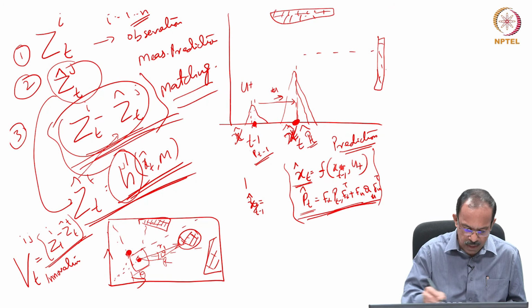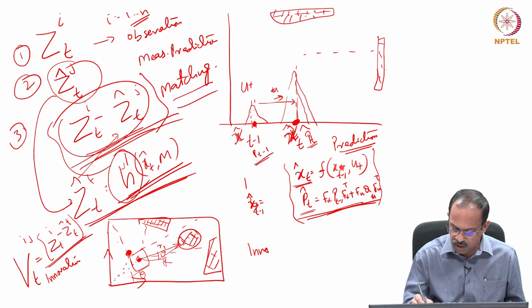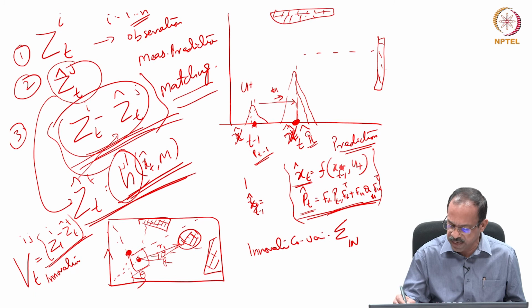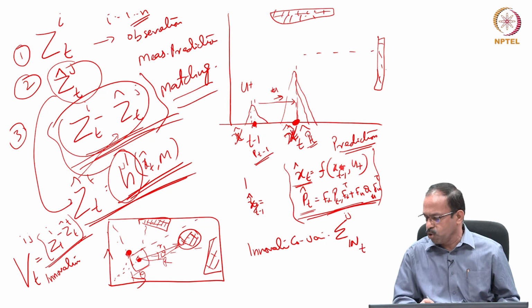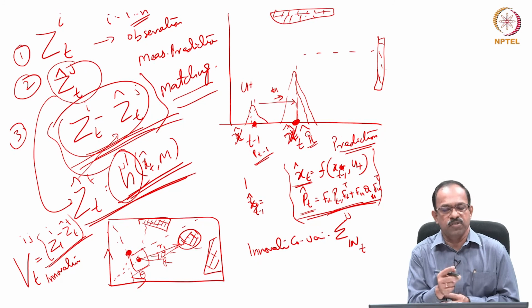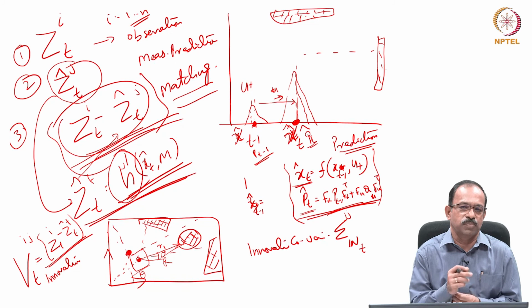So we call this VTI the innovation, and then we will try to find the innovation covariance, which is written as sigma in at t for ij. So that is the innovation covariance. It is obtained this way because the measurement sensor uncertainty is known and the position uncertainty is known, because the robot is measuring from its position using a sensor. So the sensor has uncertainty, and the position also has uncertainty.